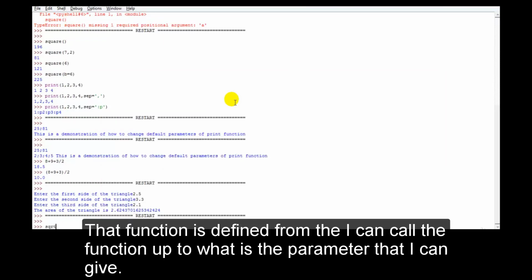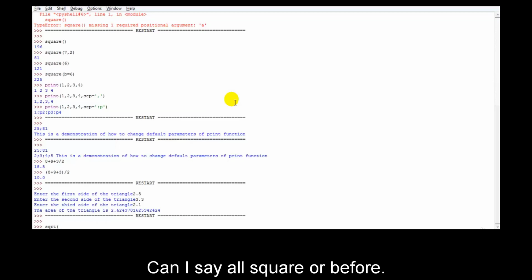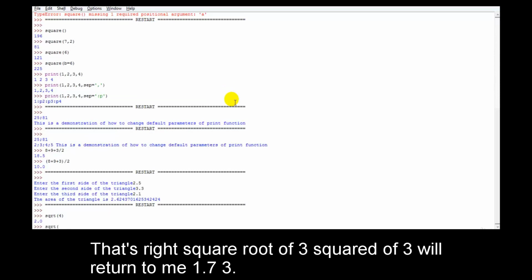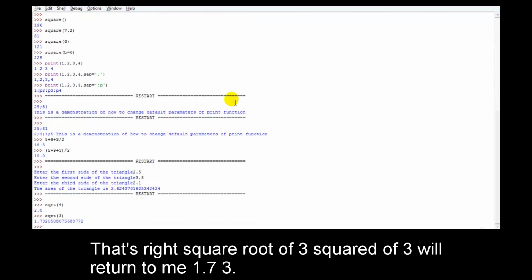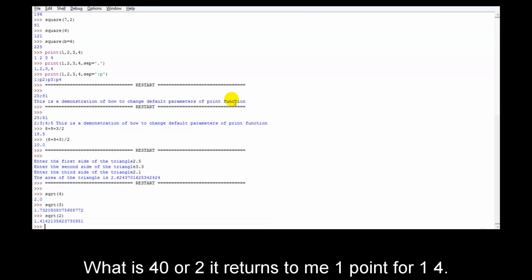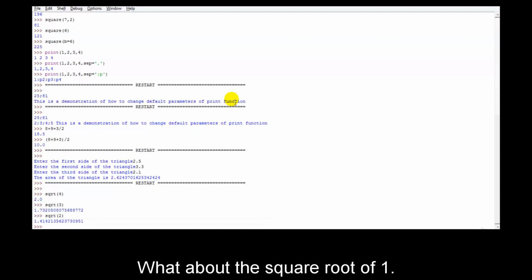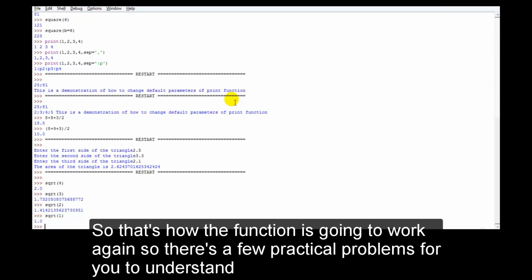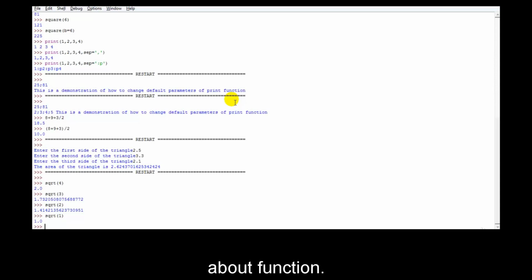I can call the function with a parameter. What is the parameter that I can give? Can I say square root of 4? What is the square root of 4? 2. That's right. Square root of 3 will return to me 1.732. That's right. What about sqrt of 2? It returns to me 1.414. What about the square root of 1? What does it return? Oh, it returns for me 1. Yeah, so that's how the function is going to work. Okay, so these are a few practice problems for you to understand about functions.